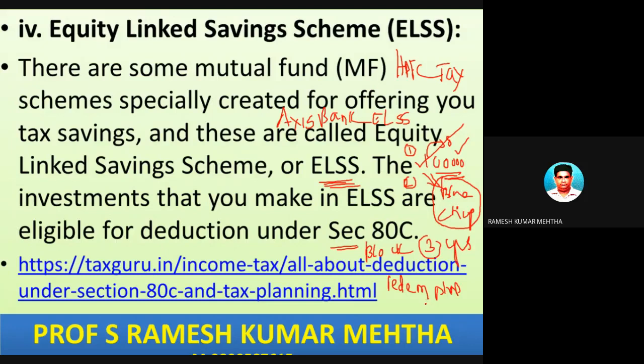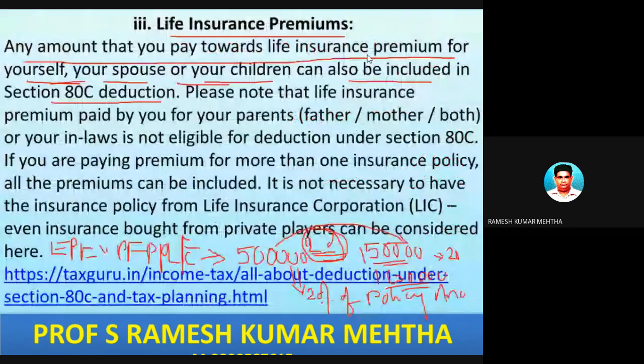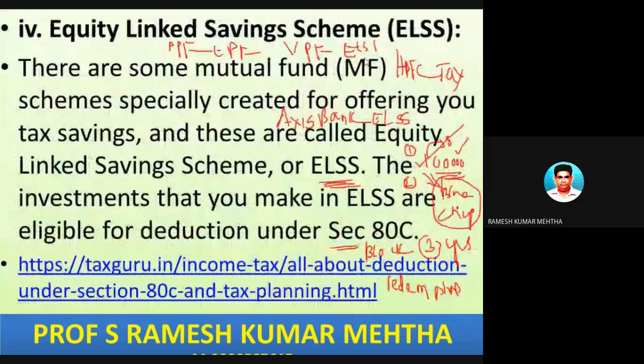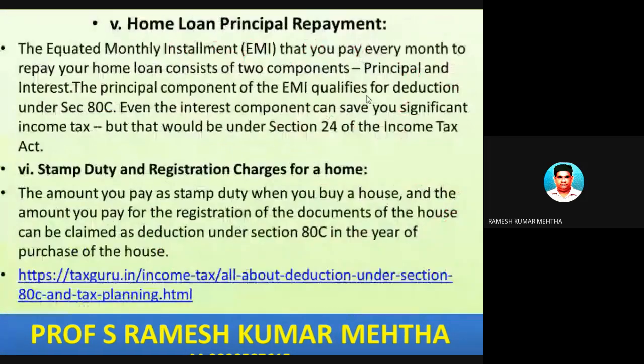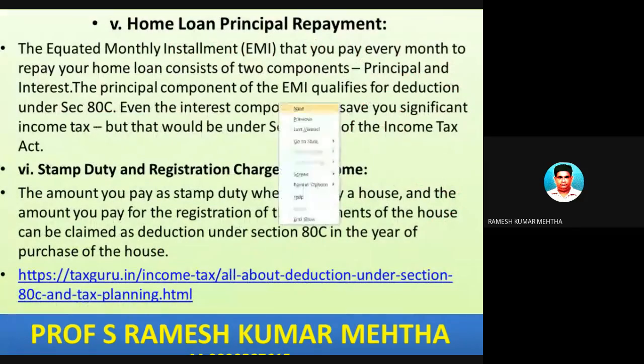So this is the fourth category under section 80C. The first one is public provident fund. Number two is employer's provident fund. Number three is voluntary provident fund. Number four is ELSS, and number five is life insurance premium paid towards life insurance policy. Now number six under section 80C list of items is home loan principal repayment.